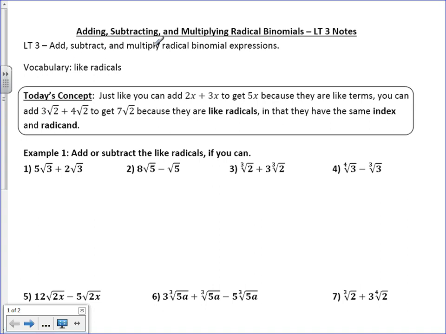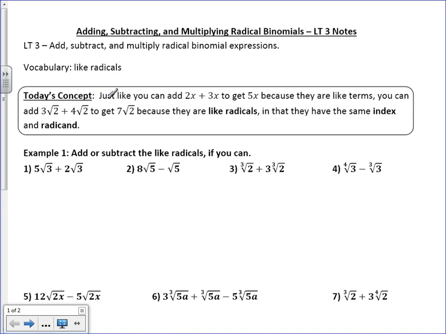Add, subtract, and multiply radical binomial expressions, which basically means we're shifting from all multiplying and dividing to some adding and subtracting. There's a common theme today. Basically, if it feels like you should be able to do it, it's probably right. Your intuition is probably going to be right, in other words, because the only new concept is this concept in the box here.